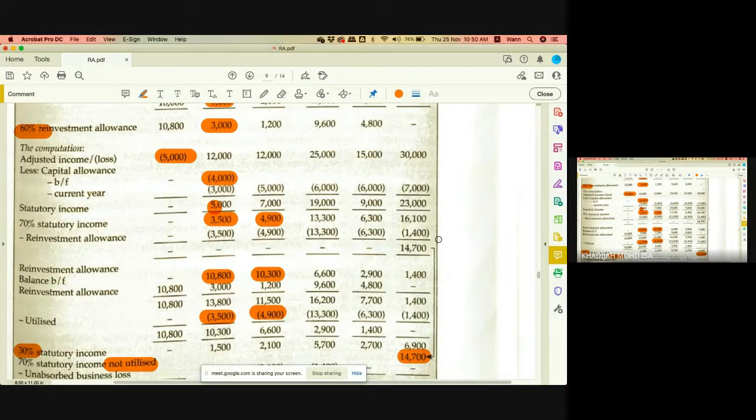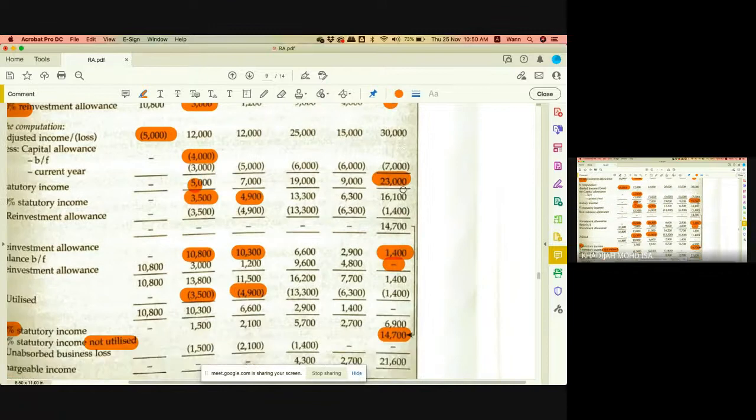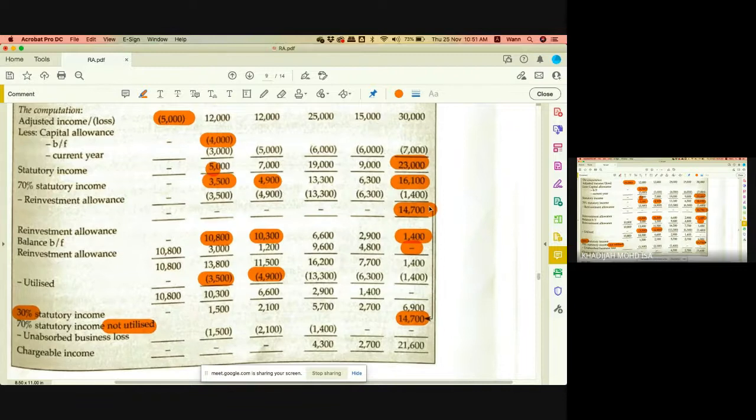Where's your statutory income? You have 23,000 statutory income, right? But reinvestment allowance available is only, you have a brought forward of 1,400, but you don't have any here. Why do you have no reinvestment allowance for the current year? Because in the current year, there is no capex incurred, therefore it is 0, right? So you don't have anything that year, but your 70% is 16,100. Your RA available is only 1,400. That's how you have the balance 14,700, which is what we call unabsorbed SI. Right? Again, your 70% SI is 16.1, but RA available is 1.4 only. So you have the unabsorbed SI of 14.7.